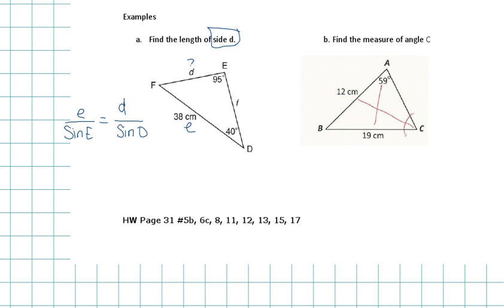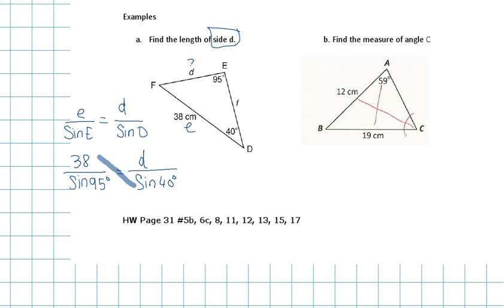Now all we have to do is plug in the information. Right? What is side E? 38, over sine 95 equals side D over sine 40. If you want to solve for D, how would you do that? So just cross multiply this, right? That means you're going to bring the sine 40 here, right?